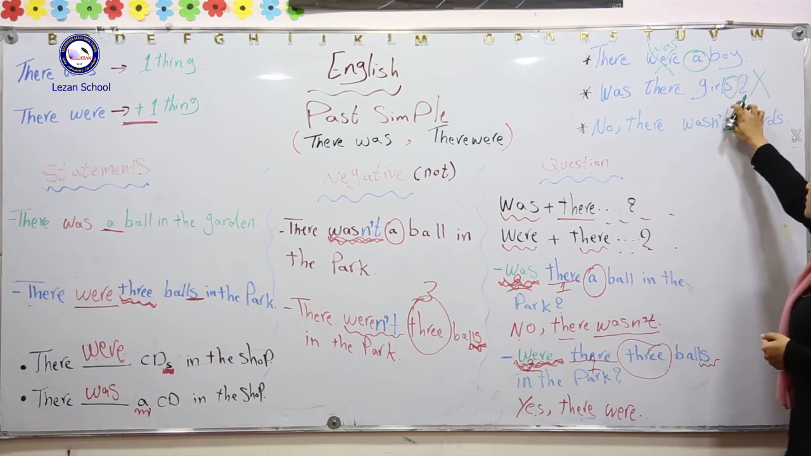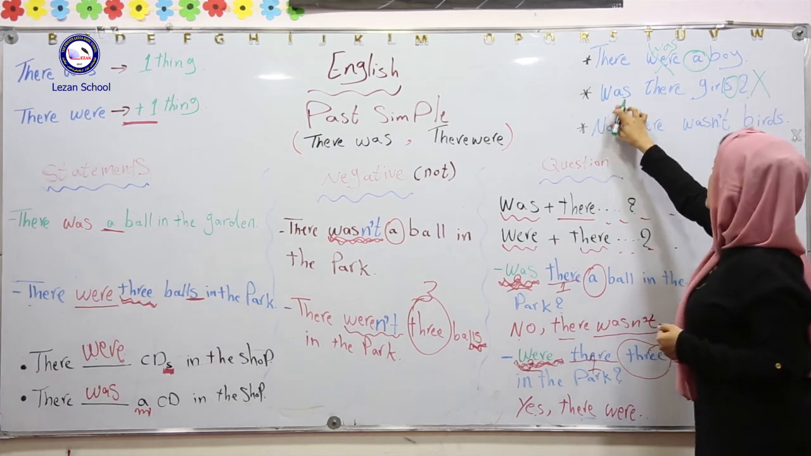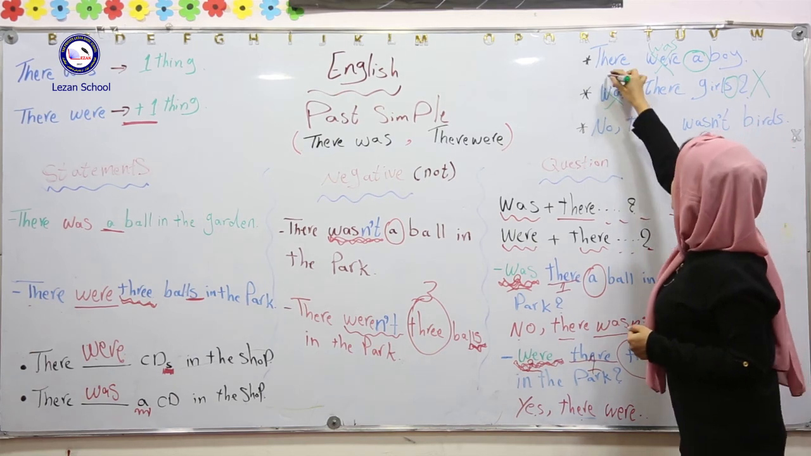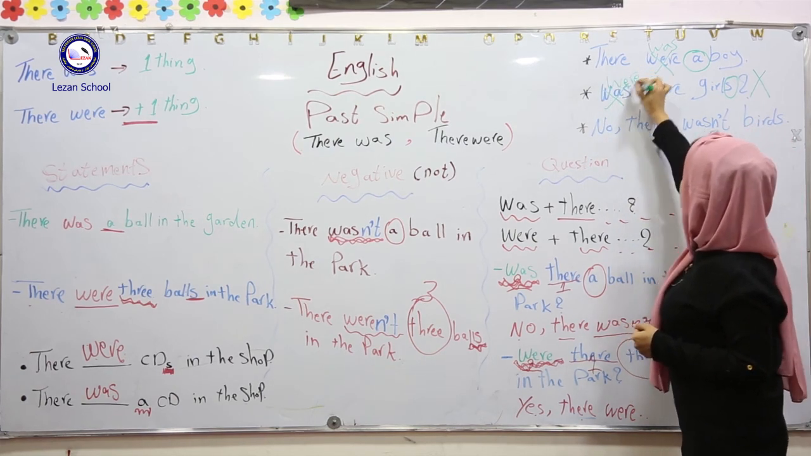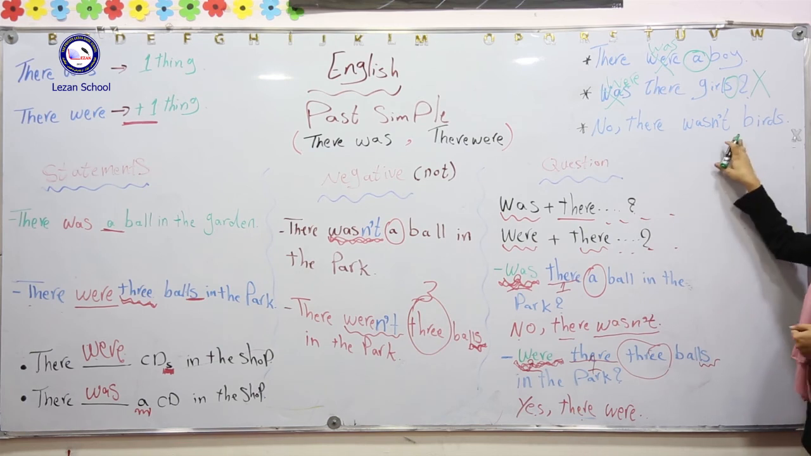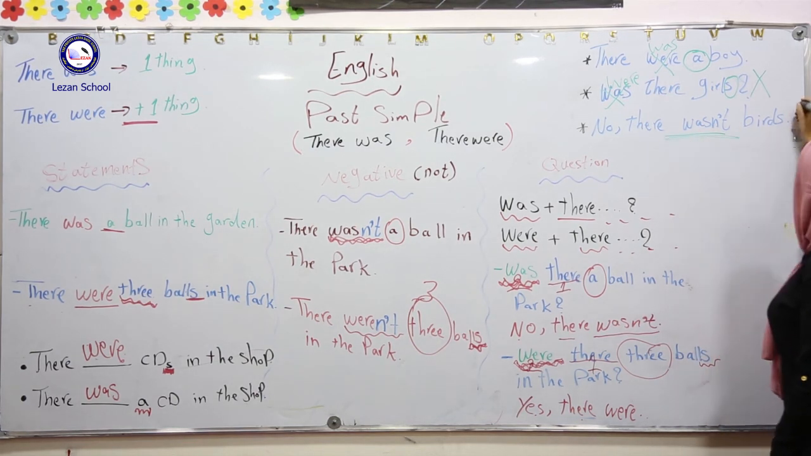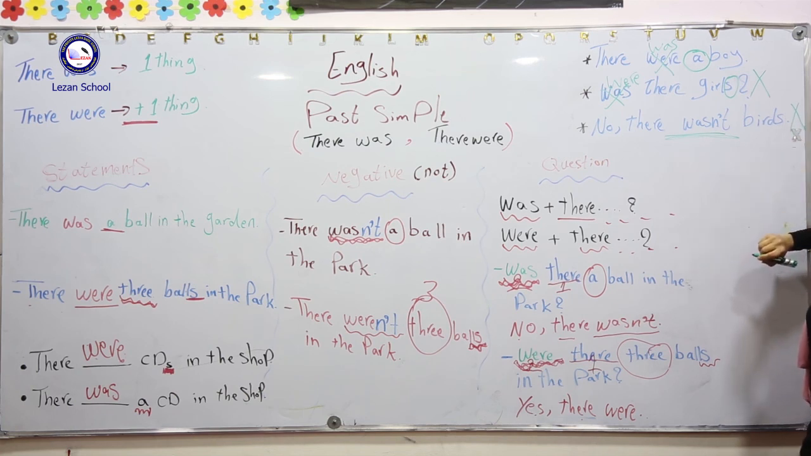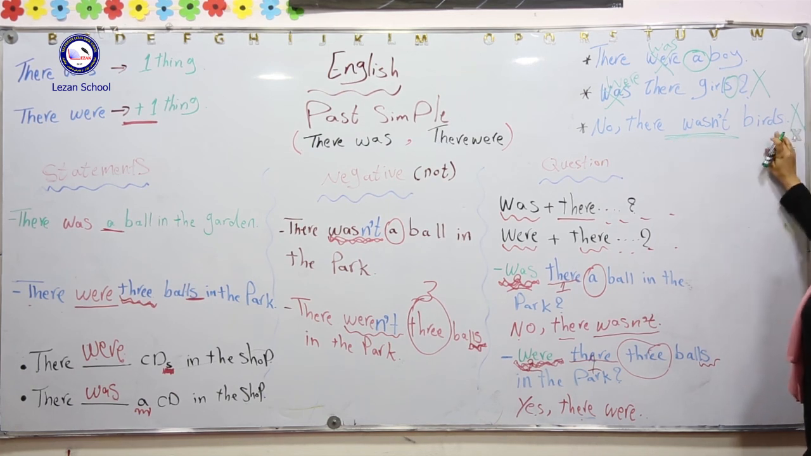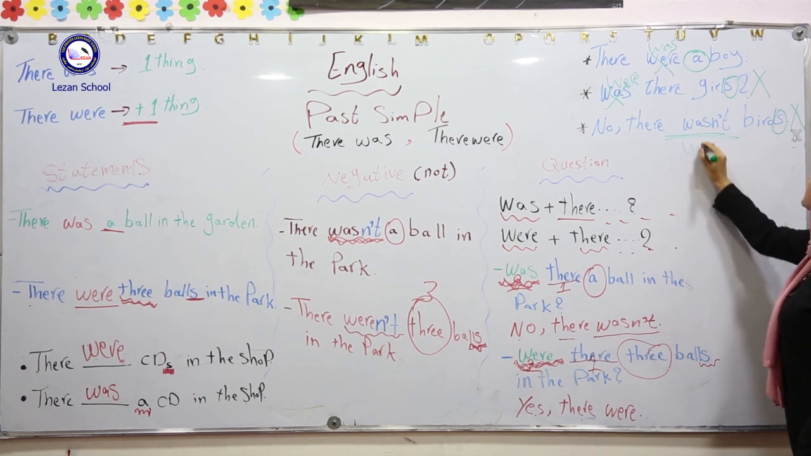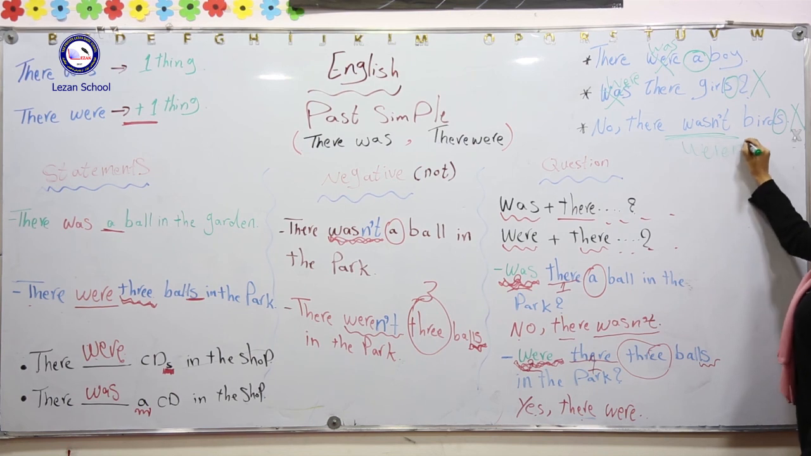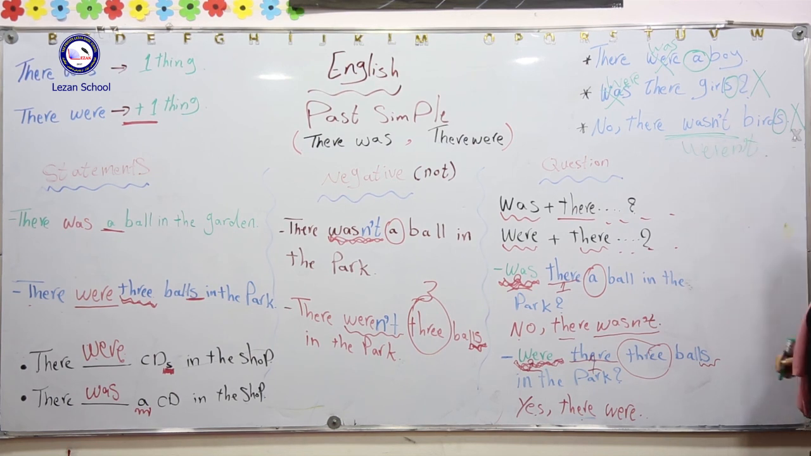If you have s plural, then we have to start with were. No, there wasn't birds. Again, look at this one. There wasn't birds. This sentence is not true. Why? Because we have s plural, and if you have s plural, then we have to say weren't. There weren't birds. There weren't any birds.